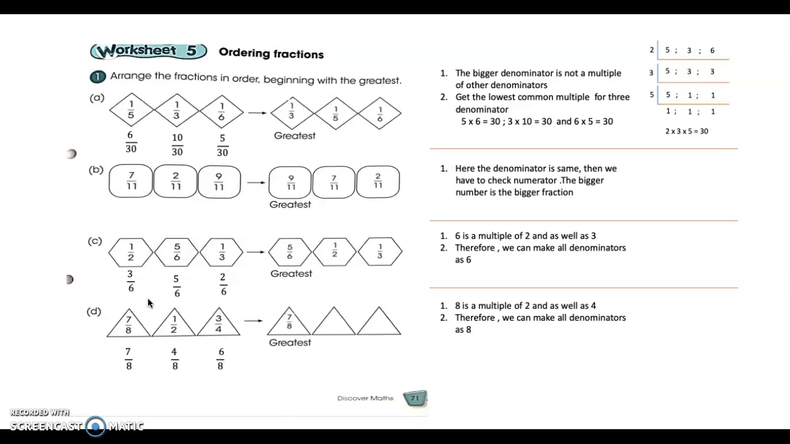So now we compare. We get the biggest numerator as 7, so this is the greatest fraction. And then 6 is the next biggest numerator, so 6 we get from 3 over 4, the original one. And then the other one. I hope it's clear to you how to compare even when there are three fractions given.